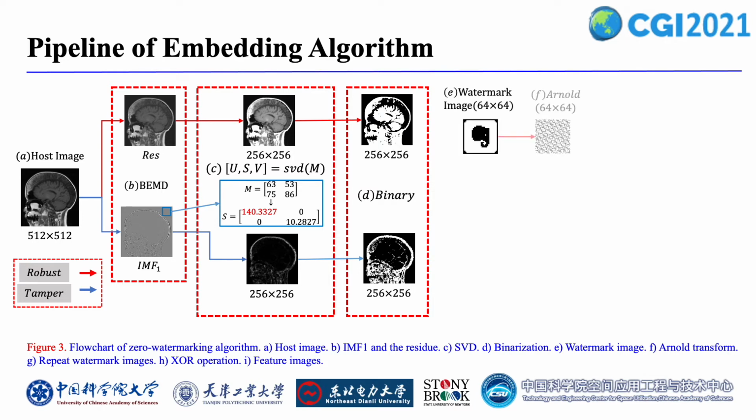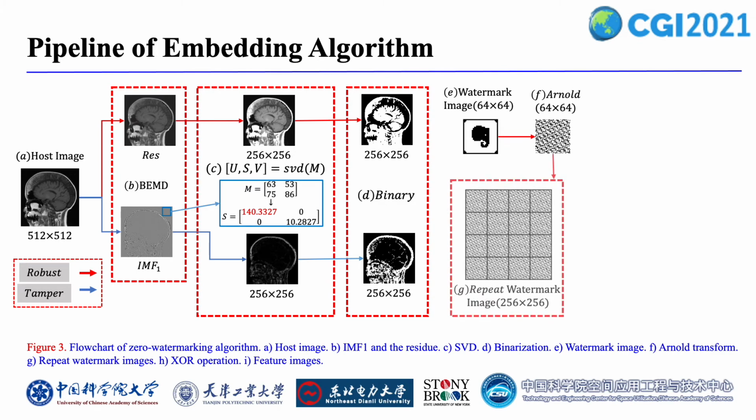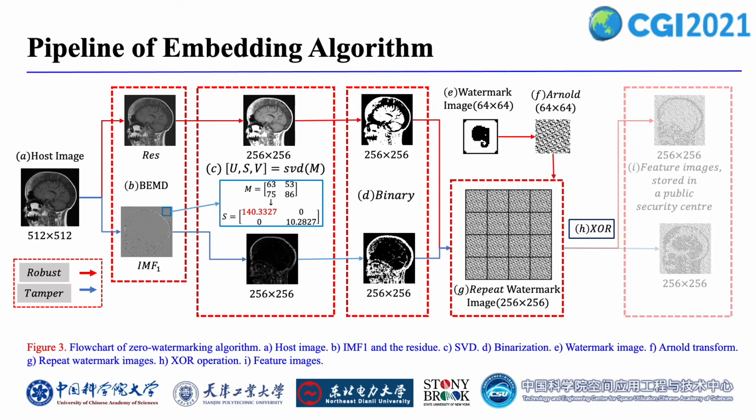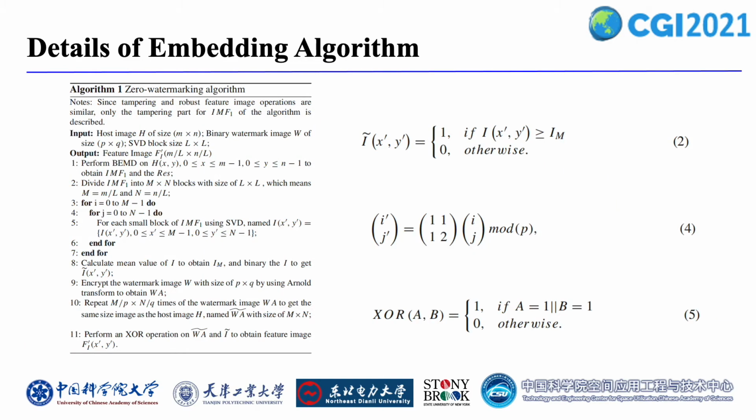At the same time, the watermark image is encrypted and the encrypted image is repeated to the same size as the host image, Figure 3g. Finally, the feature image, Figure 3i, is obtained by performing an XOR operation. Given the similarity between tamper detection and robust feature image construction, the algorithm on the left shows only the construction process of the tampering feature image on IMF1.